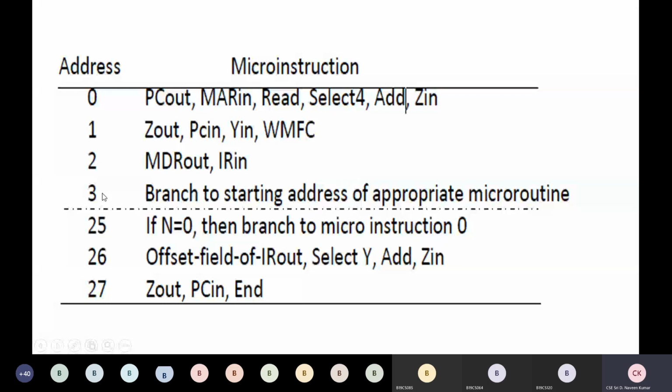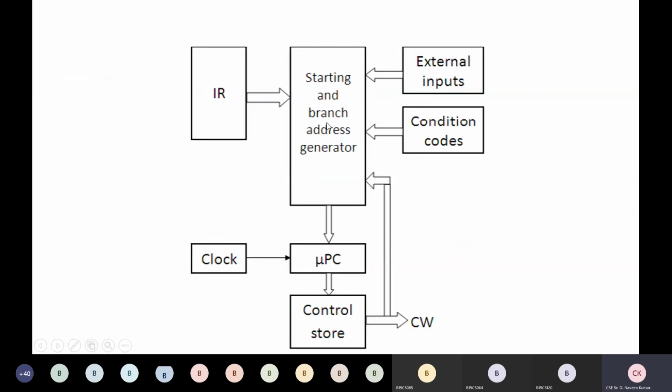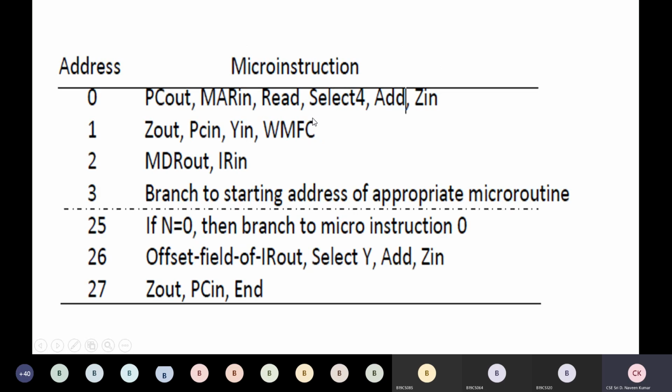But when it wants to jump to a micro routine, it needs to know the address 25, so that it will jump to 25's address and there it will execute the instruction. So who will generate this 25 address? It is generated by this component. This will generate it, and you can see the entire instructions are executed in a sequence.